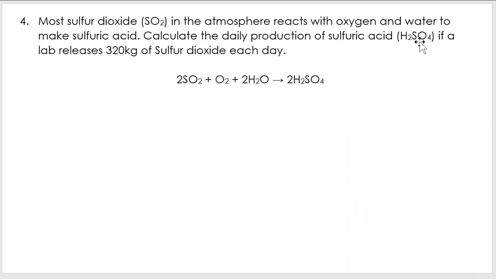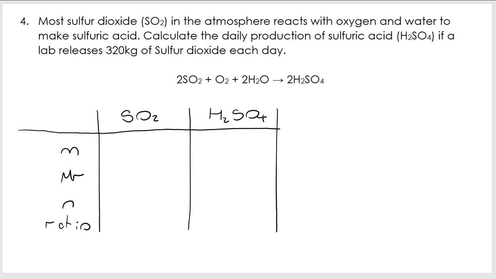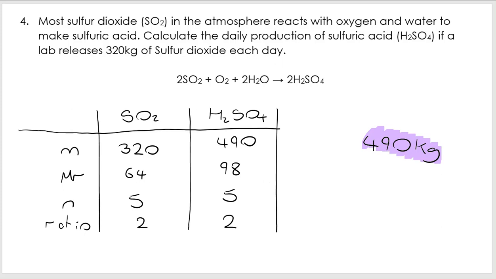So in this case, we're interested in sulfuric acid and sulfur dioxide. I put those two into my table. I'm told that we've got 320 of the sulfur dioxide. I put my relative molecular masses in, 64 and 98. Because I've got an M and an MR, I can work out my N, which is 5, and my mole ratio here is 2 to 2. So if 2 moles makes 2 moles, 5 moles makes 5 moles. I then multiply my N and MR together to give me a value of 490. Because we started in kilograms, we end in kilograms, 490 kilograms.